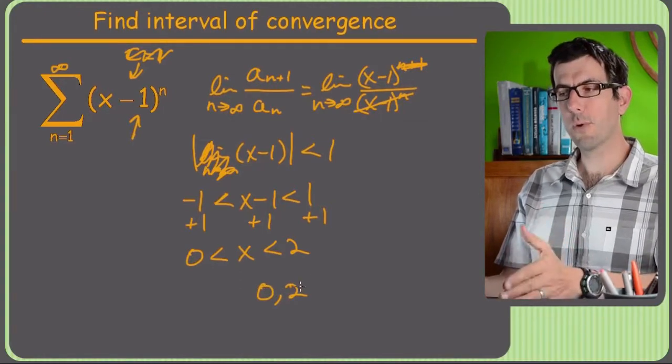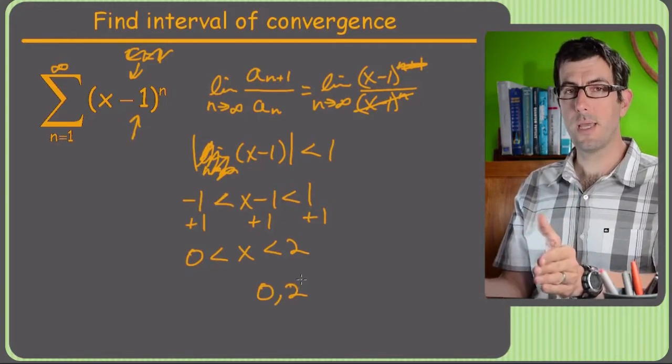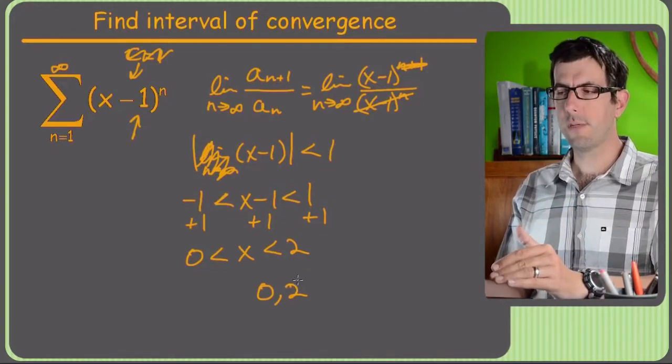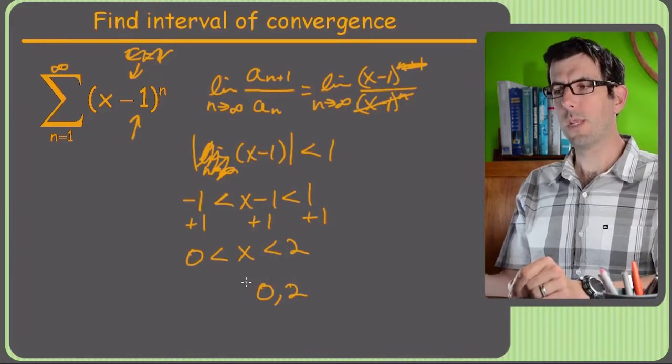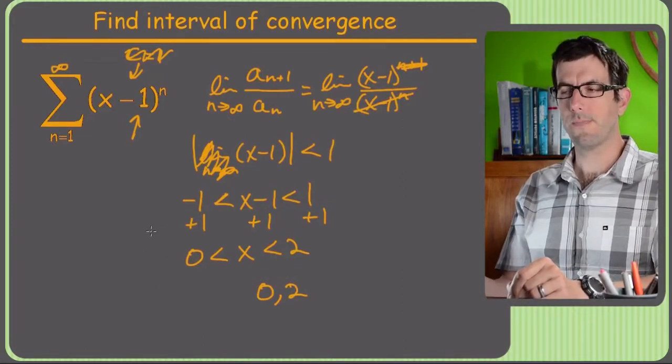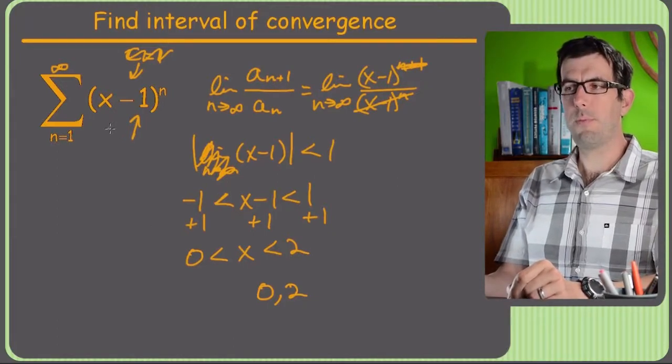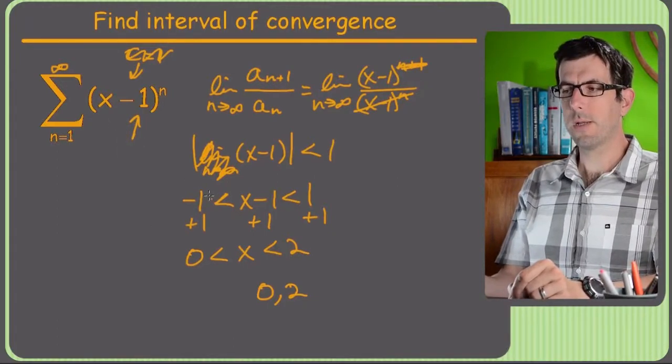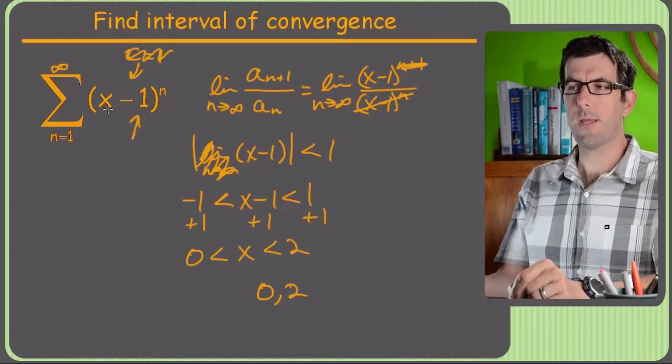Do I want curved parentheses or square parentheses? And I might get one square and one curved, just depends. So now what I need to do is test the endpoints. So the way we will do that is by plugging in the endpoints and seeing what happens. So if we plugged in 2, the upper endpoint, that would be 2 minus 1 to the n. So we end up with 1 to the n.